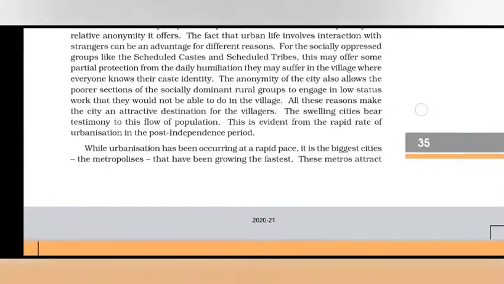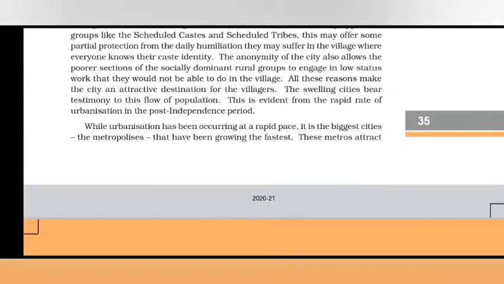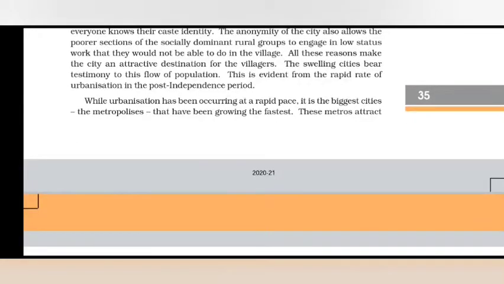The anonymity of the city also allows the poorer sections of socially dominant rural groups to engage in low status work that they would not be able to do in the village. All these reasons make the city an attractive destination for villagers. The swelling city is bare testimony to this law of population.